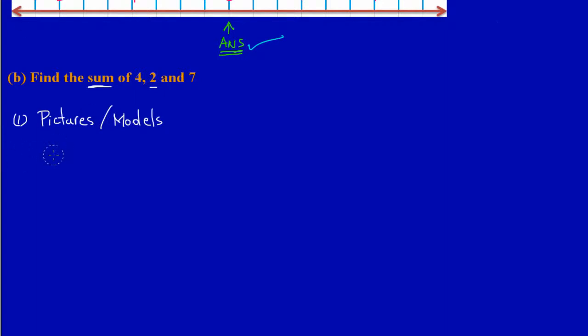Let me start from the 2. Let's say a friend gave me 2 butterflies. So here I have my 2 butterflies, 1, 2. Let's say another friend gave me 4 butterflies, so 1, 2, 3, 4. And let's say another friend gave me 7 butterflies, so here I would have 1, 2, 3, 4, 5, 6, 7. So a friend first gave me 2, then another gave me 4, and then another gave me 7 butterflies.